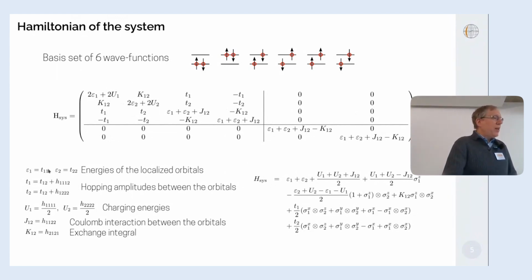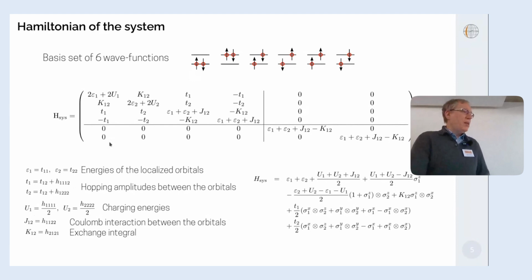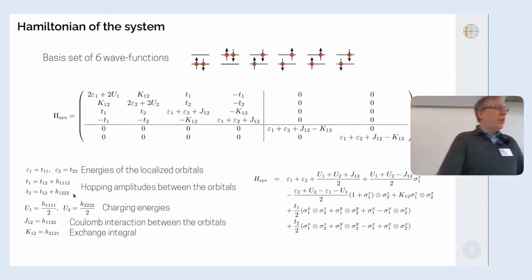And of course, here there are parameters. Epsilon are the Hartree-Fock energies of the orbitals. P are hopping amplitudes corrected by Hartree-Fock corrections. And U is the charging energy of every orbital and, let's say, the exchange integral. Everything is defined in terms of Coulomb integrals, which we know from the Hartree-Fock simulation.